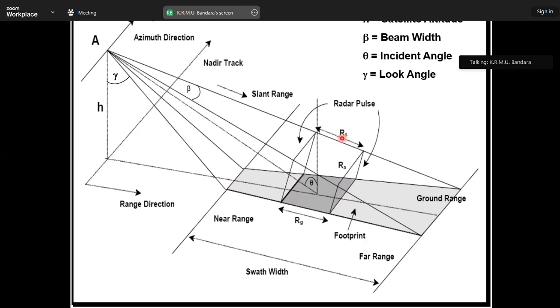R. This is not the complete pulse. This is one pulse, and this is the other pulse like this. These are the radar pulses, not the pulse duration. This is the slant range resolution. This is the ground range resolution in the range direction. This is the resolution in slant range, resolution in ground range, and resolution in azimuth direction.